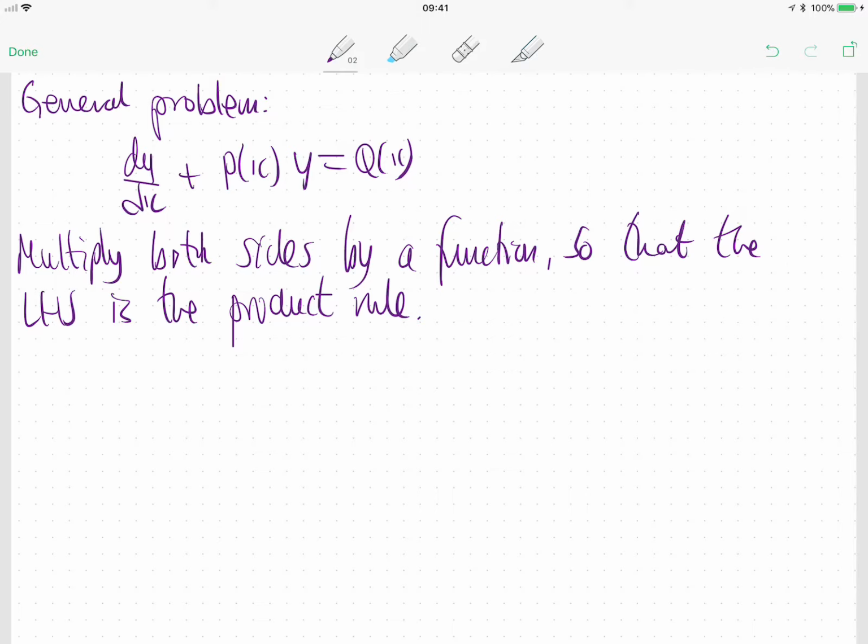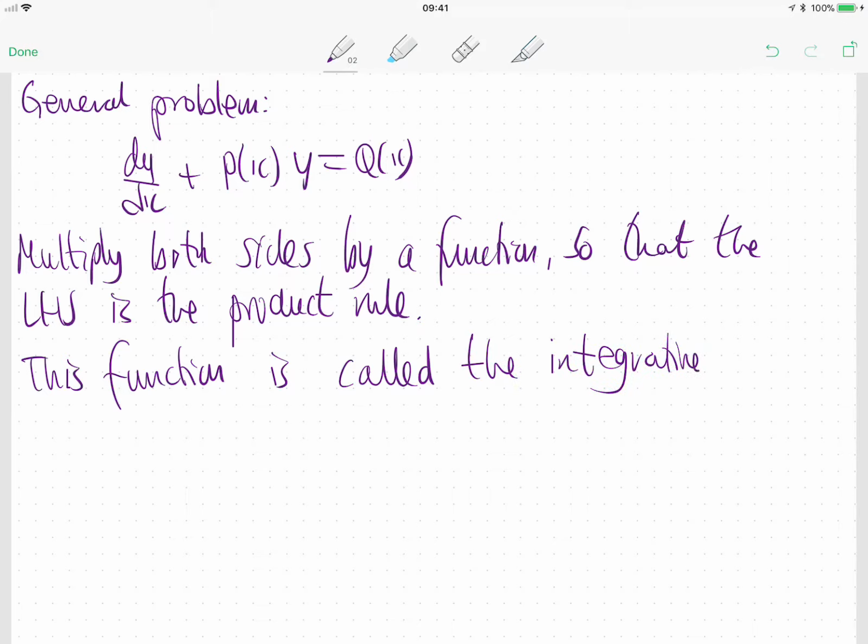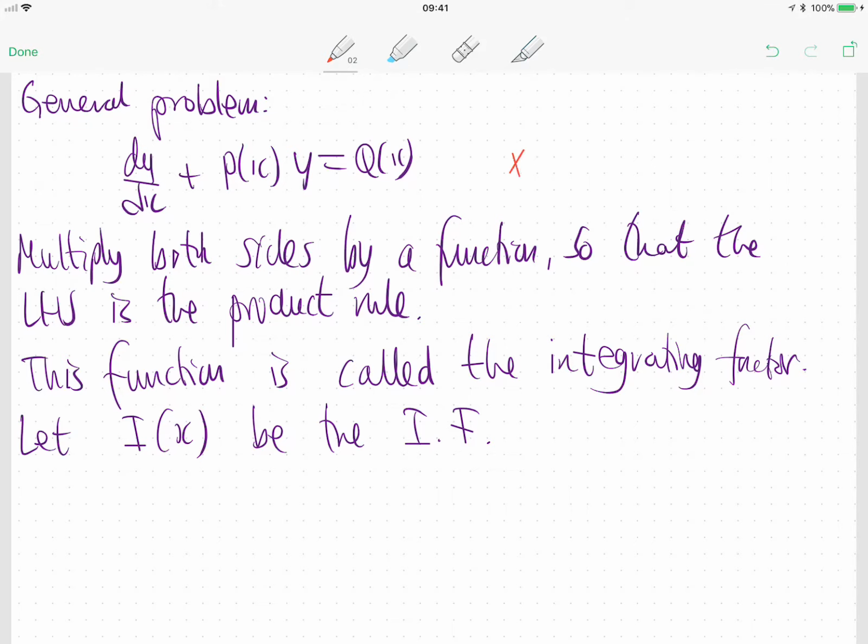So this thing we're going to multiply through by is called the integrating factor. The function we're going to multiply both sides by is called the integrating factor. And I'm just going to let I of x, just the function, be the integrating factor. Okay, so I'm going to take this equation here and I'm going to multiply by I of x.